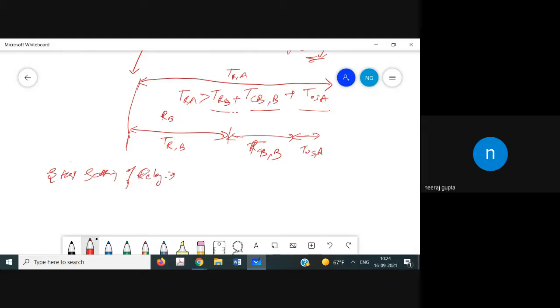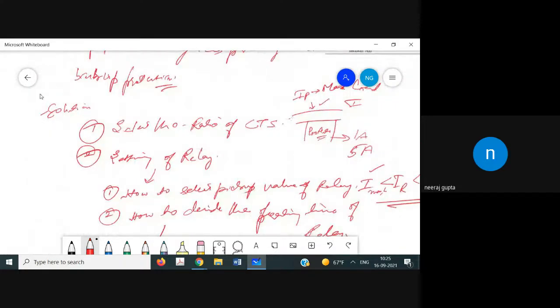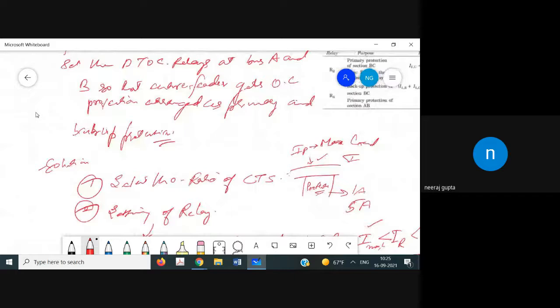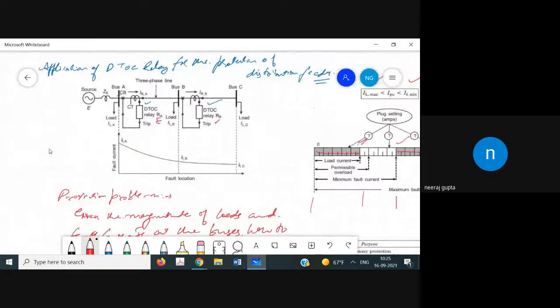Whenever any protection is involved, we have to start the setting from the tail end of the relay. Can anyone tell me which is the tail end of the relay of the system? Which is the tail end of the relay of the system?